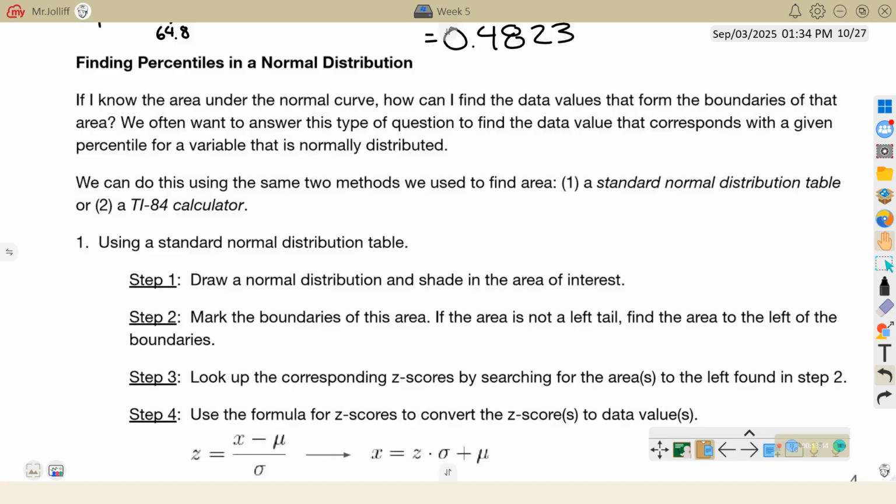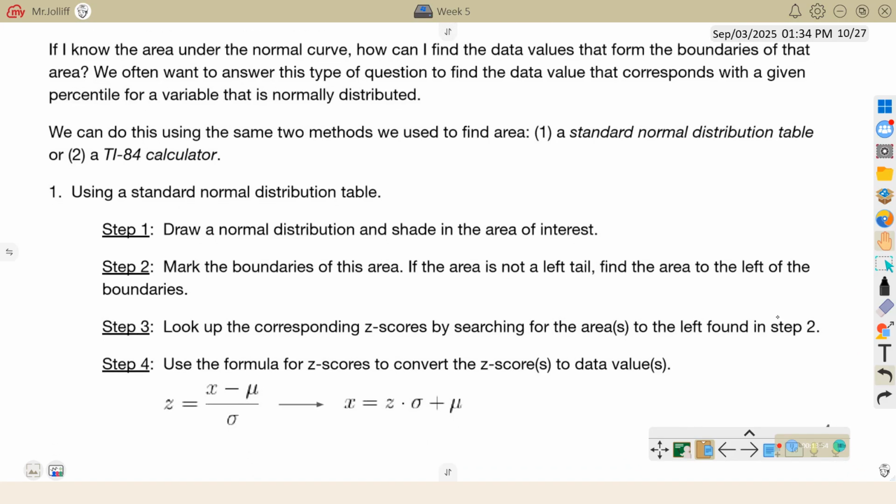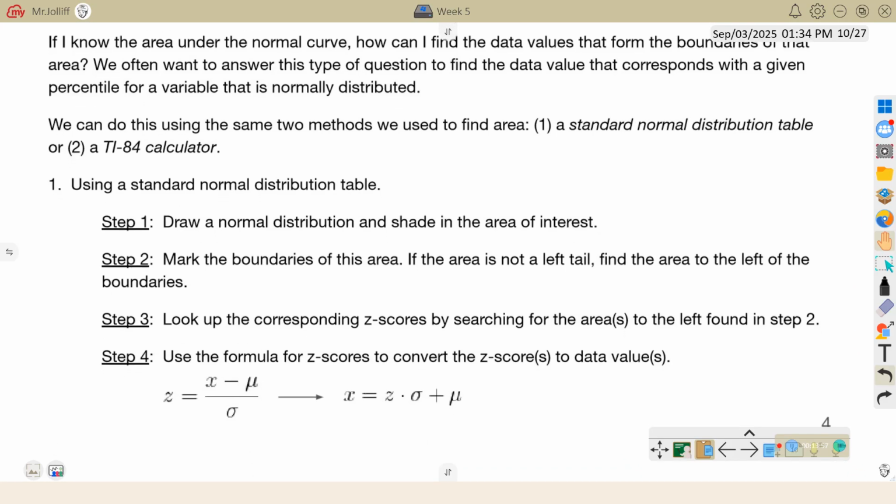Some of this is going to feel familiar. You'll notice the first step: draw a normal distribution, label it, shade the area of interest. That's still the first step. Get the picture on the paper. Mark the boundaries of this area. If the area is not in the left tail, turn it into a left tail problem.